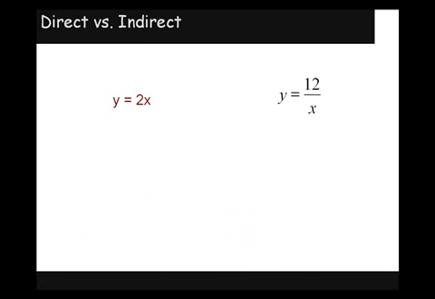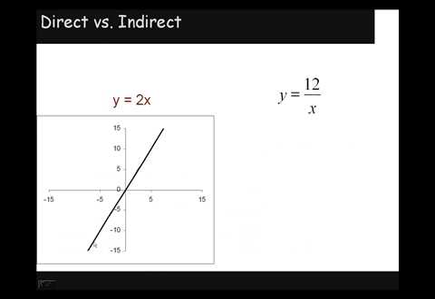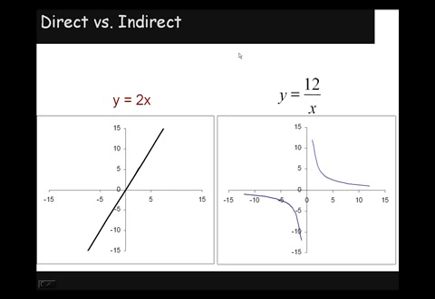Direct versus inverse variation. You'll see that these equations have very different graphs. y equals 2x is just the equation of a line. We've seen this kind of thing before. But y equals 12 over x, that would be the same as xy equals 12. That has a graph that's not linear at all. In fact, it's not even continuous. It's broken here in the middle. This part goes down forever, this part goes up forever, so these two pieces would never meet.